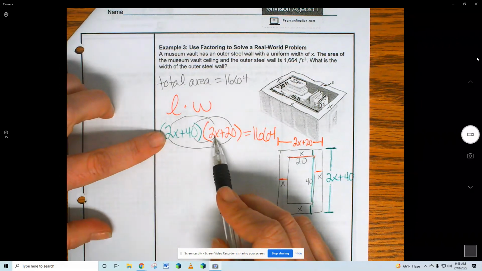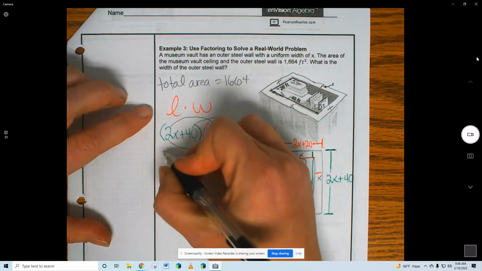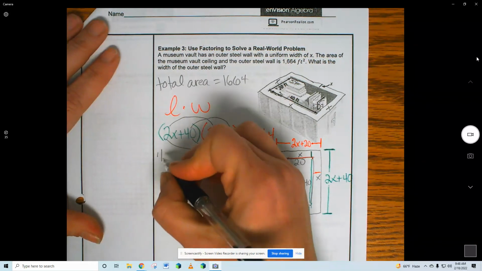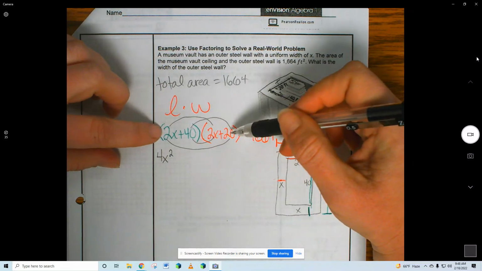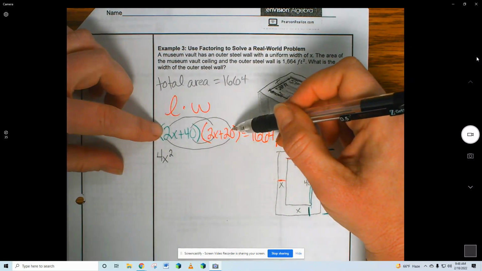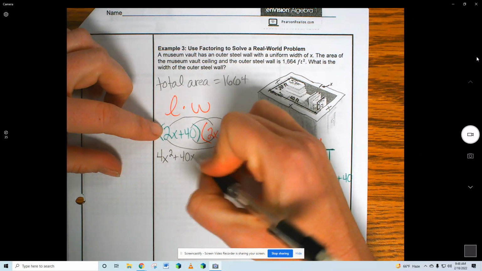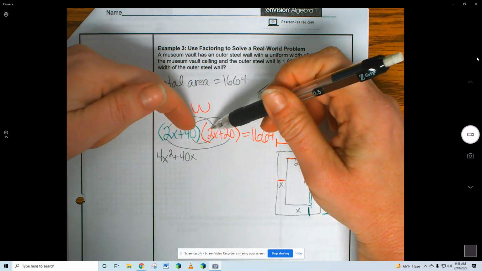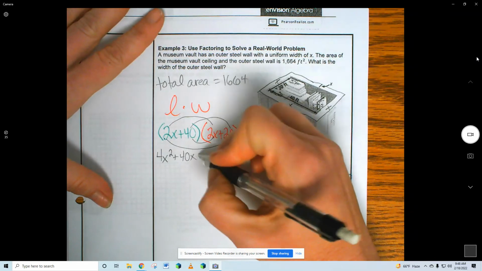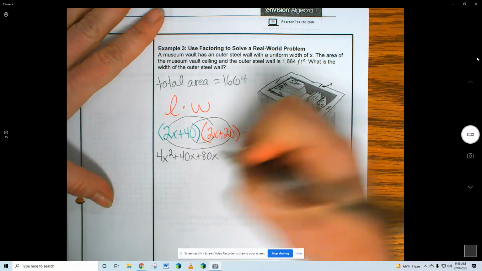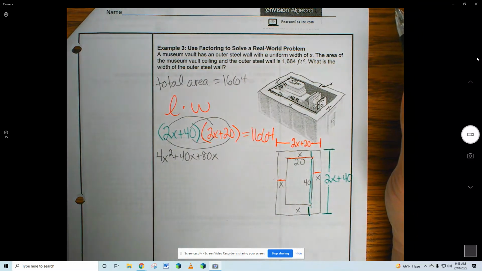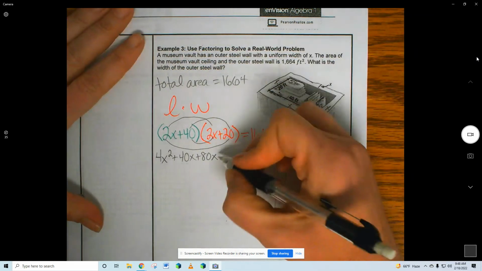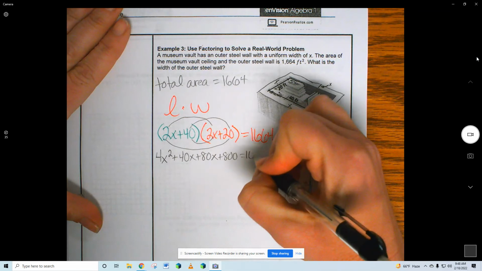What's 2X times 2X? 4X squared. Outside, 2X times 20. Inside, 40 times 2X. 80X. Last, 40 times 20. 40 times 20, what? 800 equals 1664.